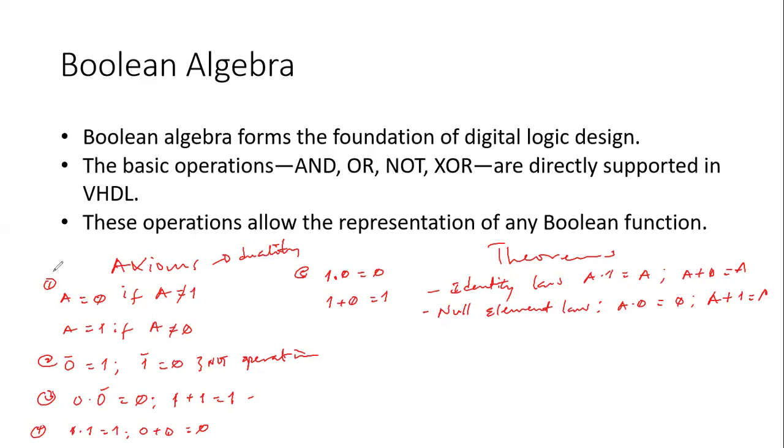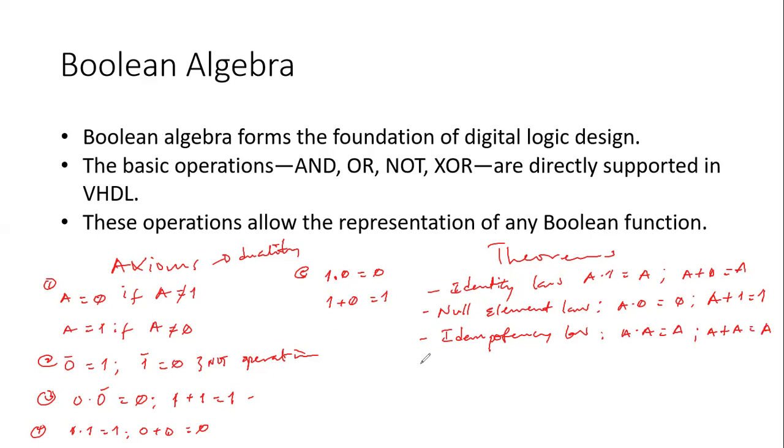Let's take the higher priority. It's the same as 1. Okay? For anything plus 1, A could be 0, A could be anything. So it's going to give us 1. Okay? And then we have the idempotency law, which says that A dot A is the same as A, and by duality, A plus A is the same as A.